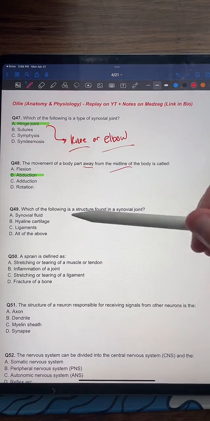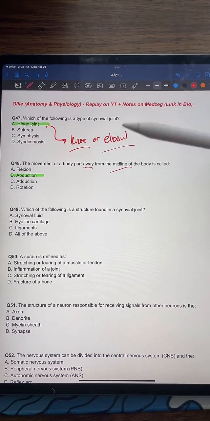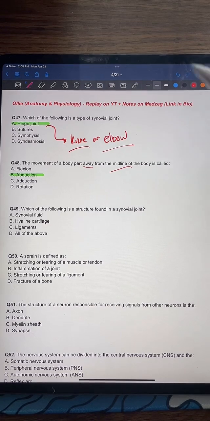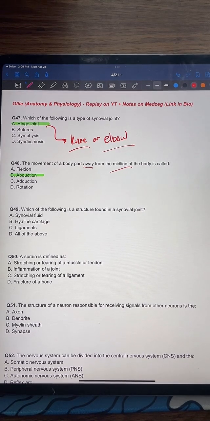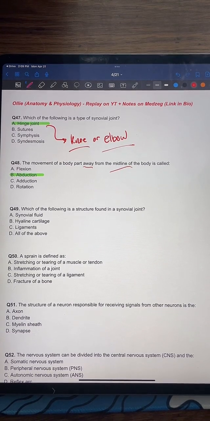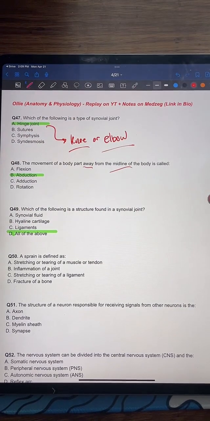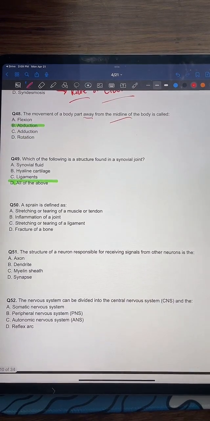49, which of the following is a structure found in a synovial joint? Which of the following is a structure found in the synovial joint? Think of the full picture here. Awesome. It is D. So all of the above are. Synovial fluid, hyaline cartilage, and ligaments are all found in synovial joints.